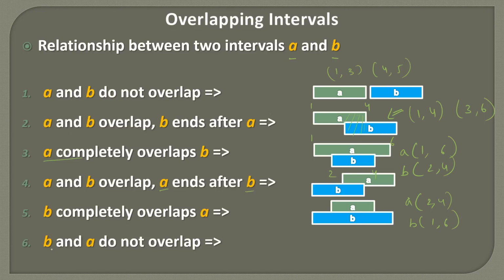And the sixth case is B and A do not overlap. This is pretty much the same as A and B do not overlap. So it looks something like this. So friends, these are the 6 cases where we can demonstrate overlapping intervals. For a situation where overlapping intervals come, we need a minimum of 2 intervals. There could be many intervals like A, B, C, D which can overlap with each other, but we require a minimum of 2. So friends, in this video we covered what intervals are and what overlapping intervals are.